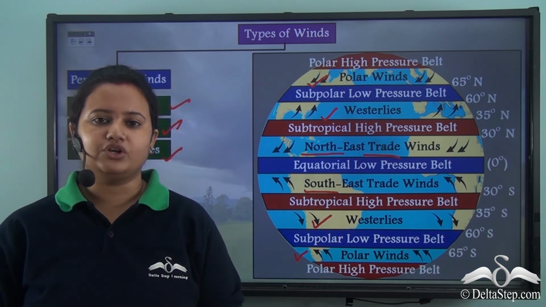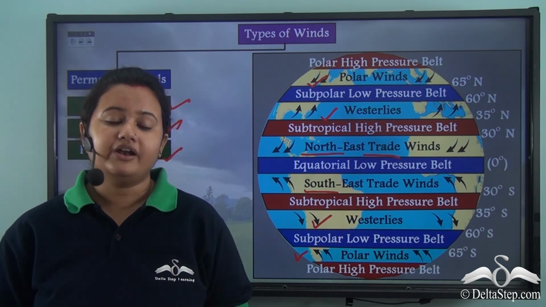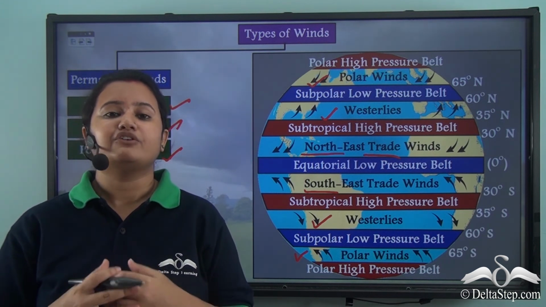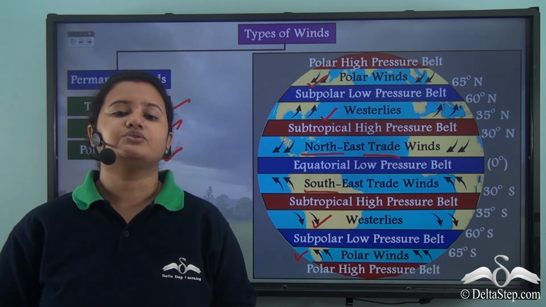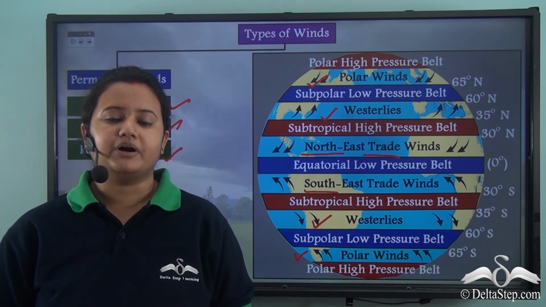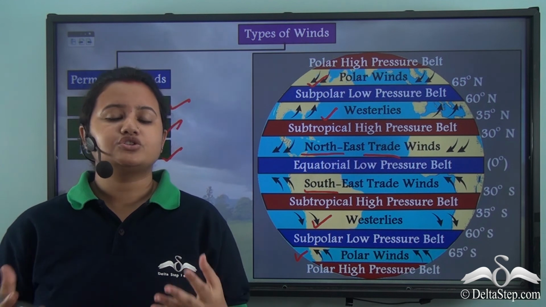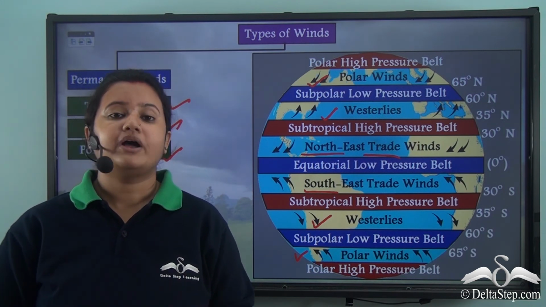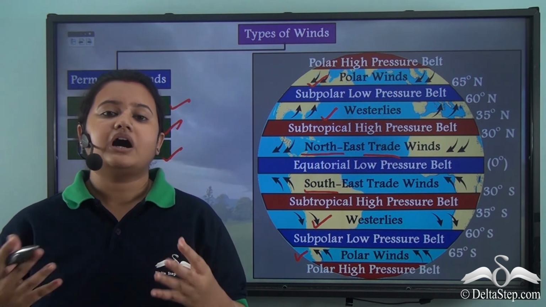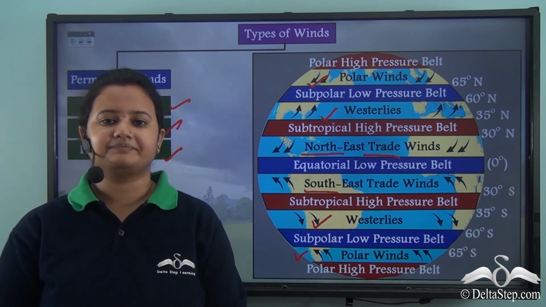So in today's video, we discussed what is wind. Horizontal movement of air caused due to change in pressure conditions is known as wind. We also understood the difference between wind and air current. And then we discussed a particular type of wind, that is planetary winds. We also discussed different types of planetary winds. In our next video, we will discuss other types of winds, that is periodic winds and local winds.